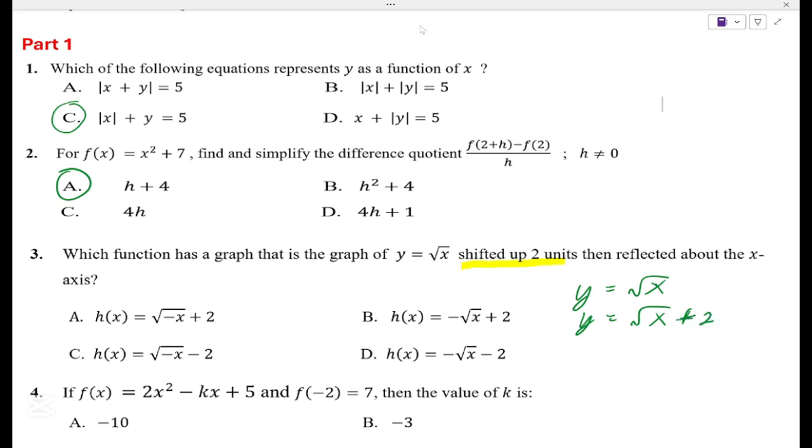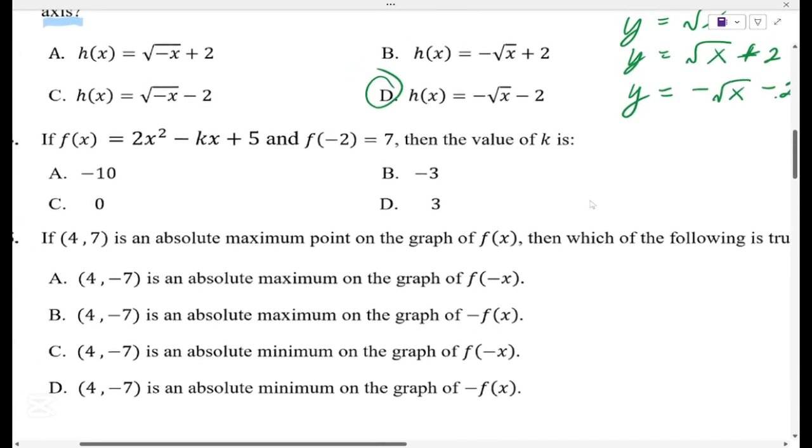After that, the next transformation is reflected about the x-axis. When you see reflected about the x-axis, we have to multiply the y by negative. And the y function has two terms, meaning you will distribute the negative to these two terms. So y will be equal to negative square root of x minus 2. This should be our answer, which is choice D.